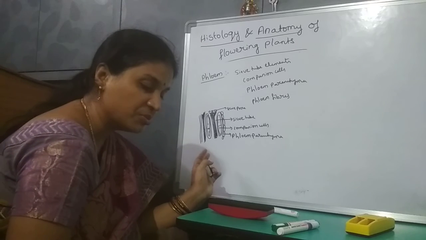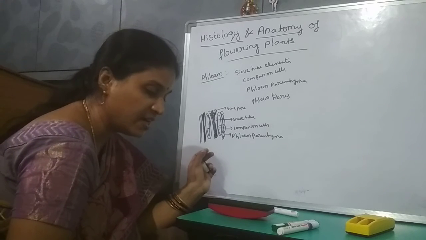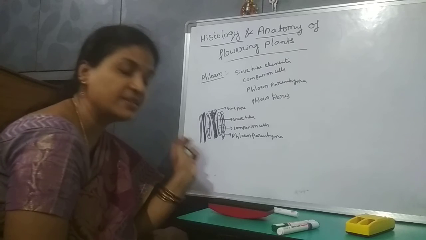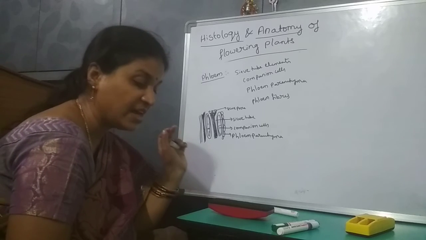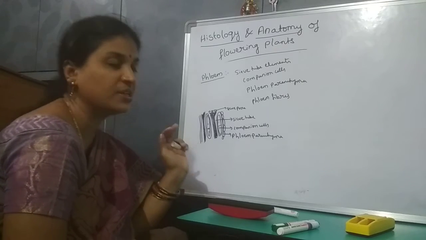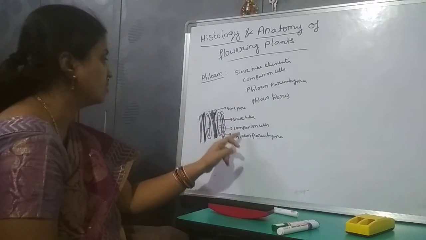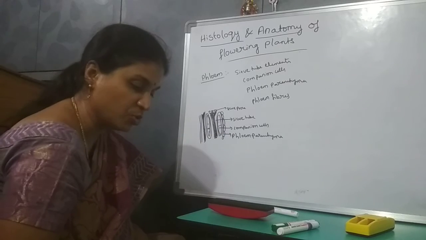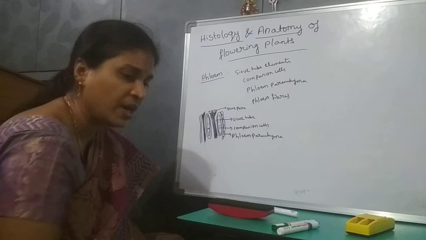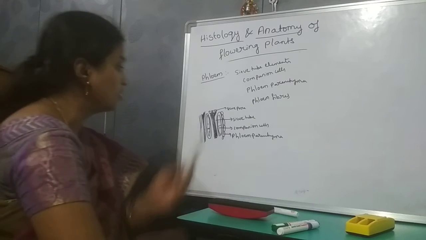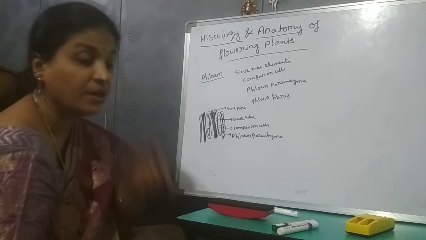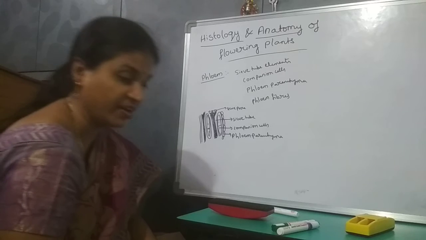So in gymnosperms, the sieve cells and albuminous cells are present, whereas the sieve tubes and companion cells are absent in gymnosperms. The companion cells help in the maintenance of the pressure gradient.